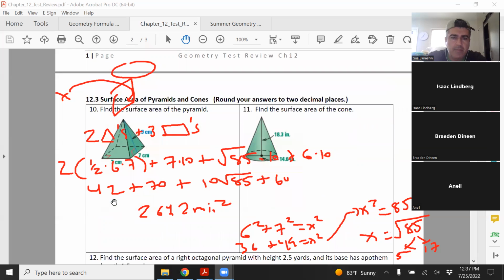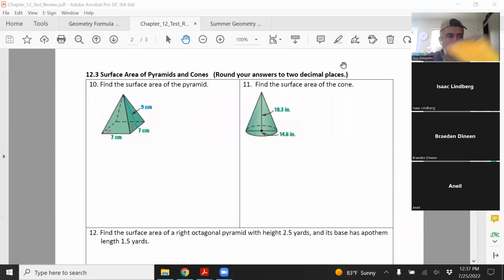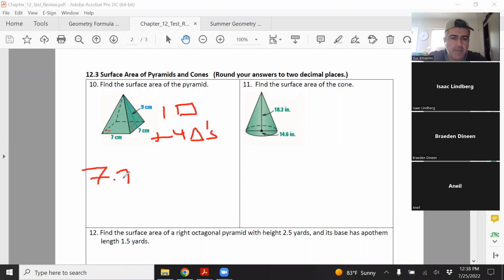The rest are to try on your own for practice. Definitely do this to get more practice with chapter 12. Surface area of the pyramid, remember it's going to be the area of all faces. So here you have a square plus 4 triangles. The square is easy at 7 times 7. And all the triangles are going to be the same. 1/2, the base of the triangle is 7, the height is 9. So you have 49 plus, I think that becomes 126.